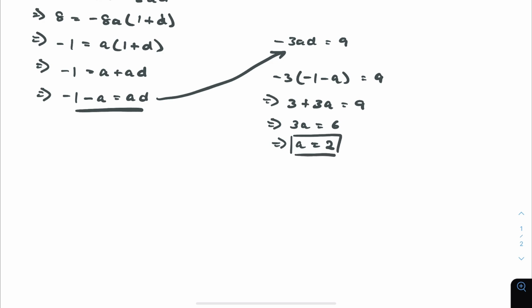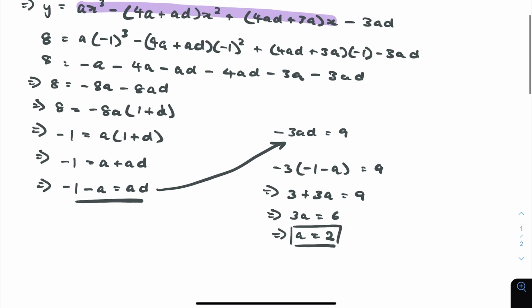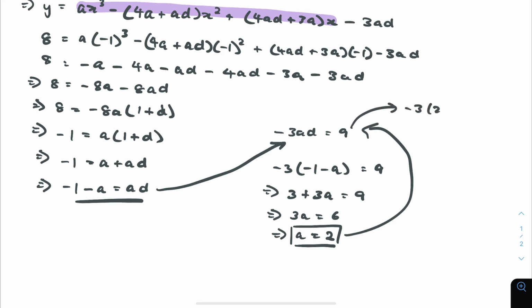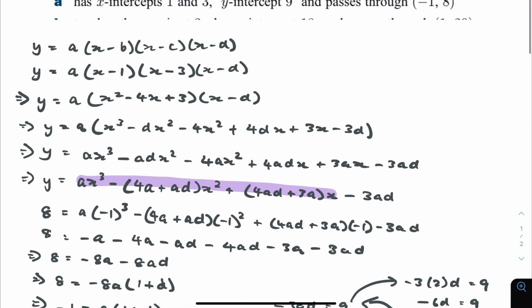So it's stretched by a factor of 2. Now we need to find the value of d, which is the third root. We can substitute this back into this equation, which gives us -3 times 2 times d is equal to 9. So -6d is equal to 9. Dividing everything by -6 gives us d is equal to 9 over -6, which is equal to -3 over 2. So the other root is -3 over 2.